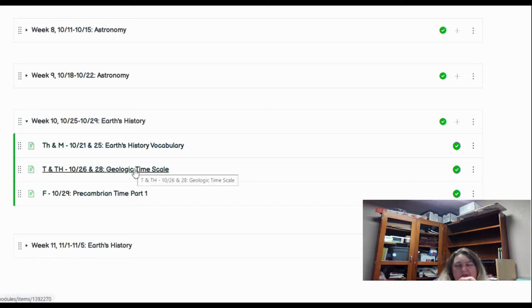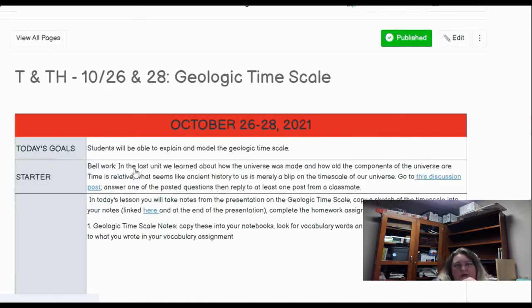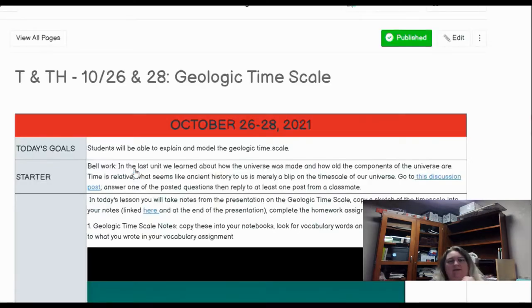We're going to take a look at Earth science, and our lesson for today is going to be the geologic time scale. So we're going to go ahead and get into our Canvas page, and you are going to take a look first at the bell work on the assignment for the day.